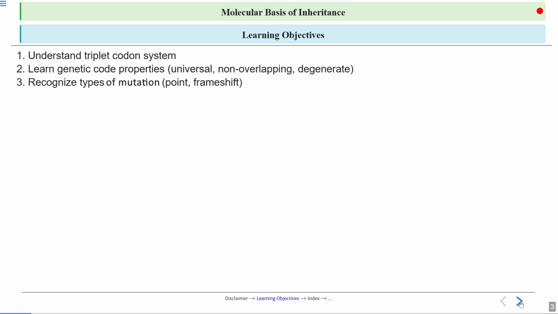Then we will recognize the different types of mutation. That is point mutation and frame shift mutation. In today's class, we are going to talk about these two mutations only.